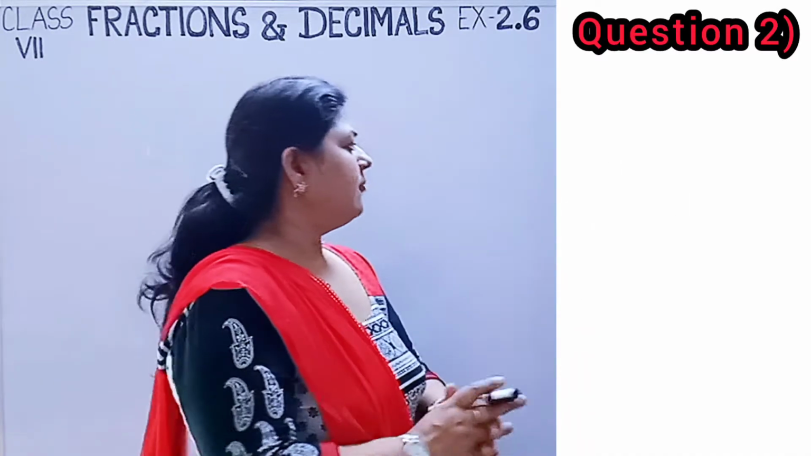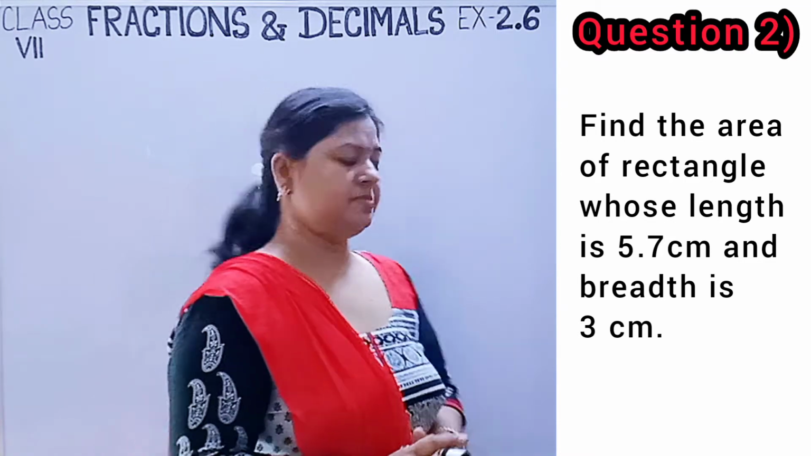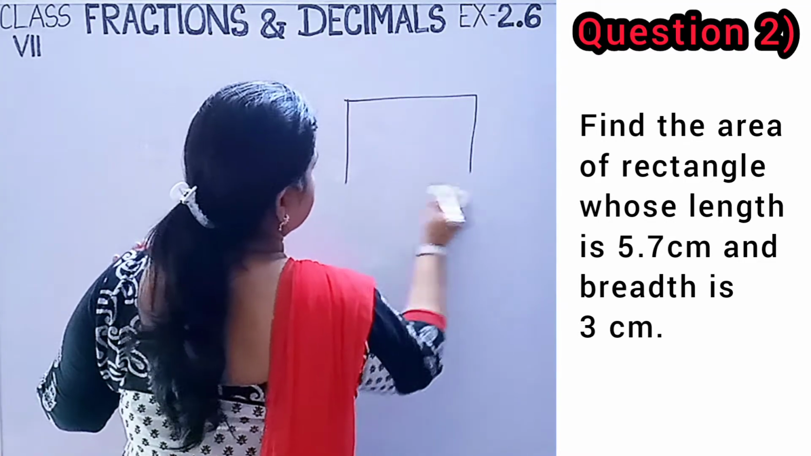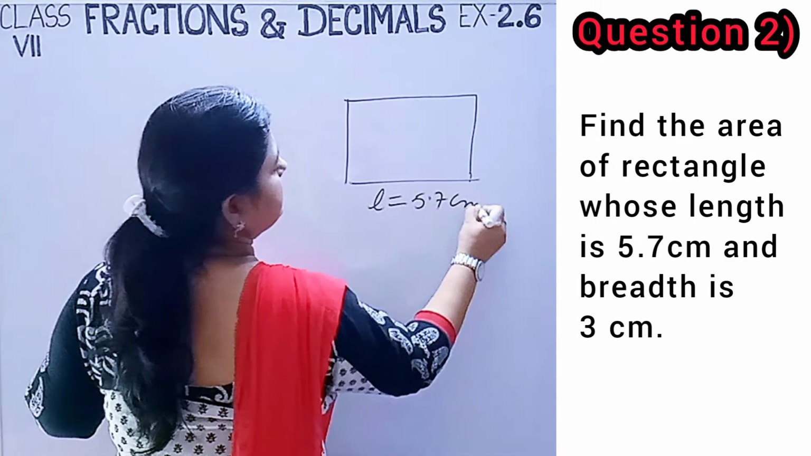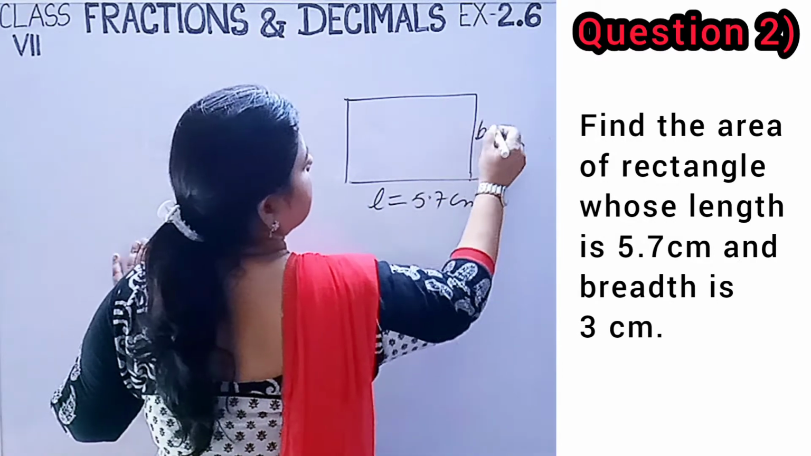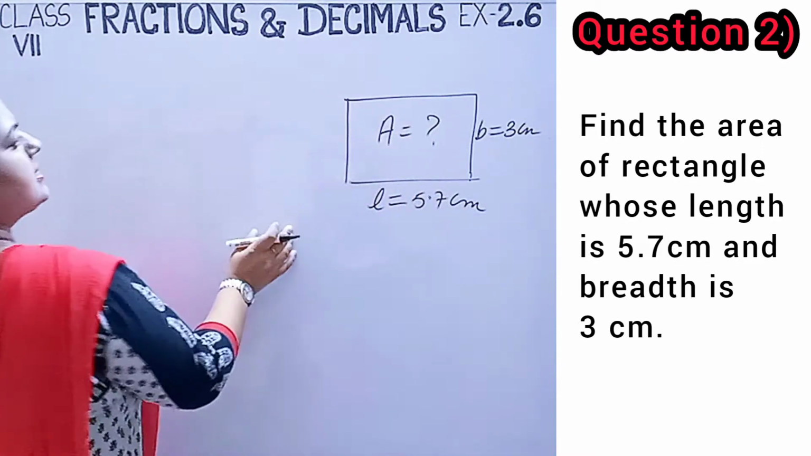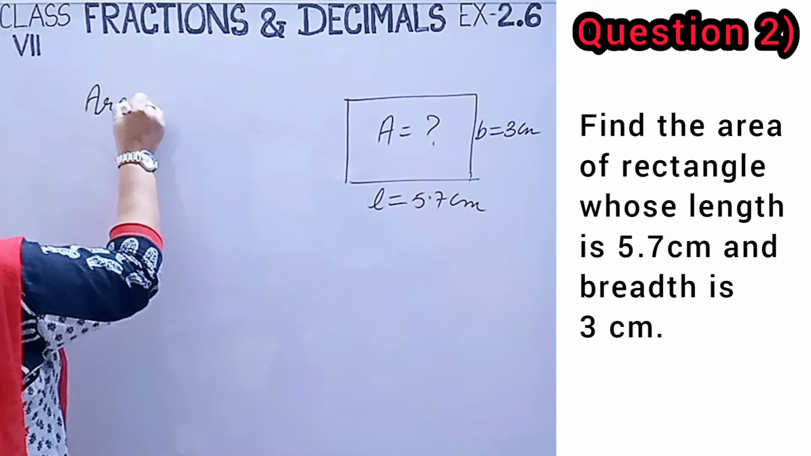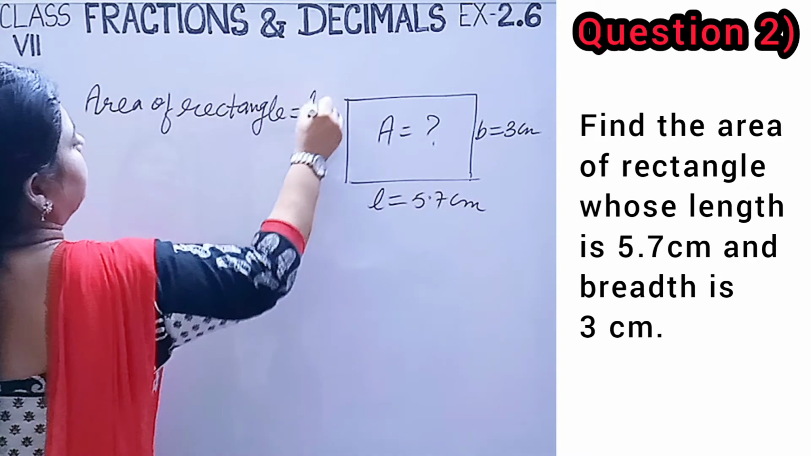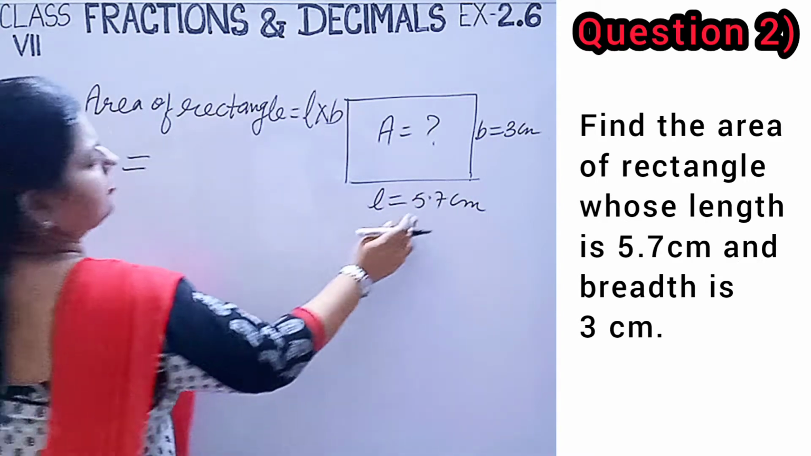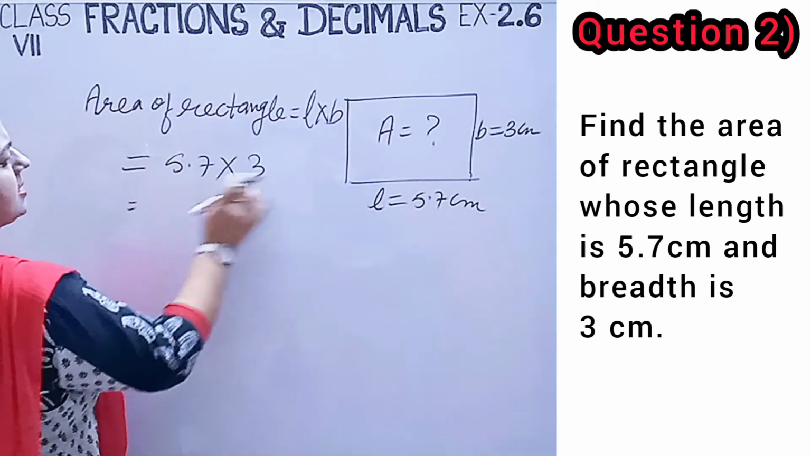Question number 2. Find the area of a rectangle whose length is 5.7 cm and breadth is 3 cm. Now here we have a rectangle. The length is 5.7 cm and this breadth is 3 cm. We have to find out the area, and we know the area of a rectangle is L into B. What is L? 5.7. And what is breadth? 3. We have to multiply these two numbers.